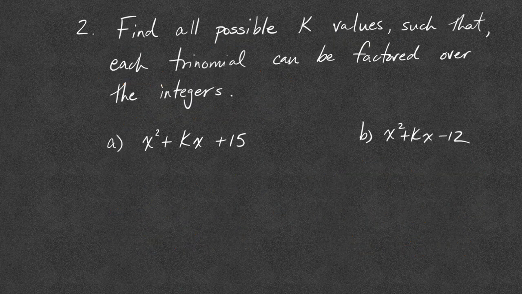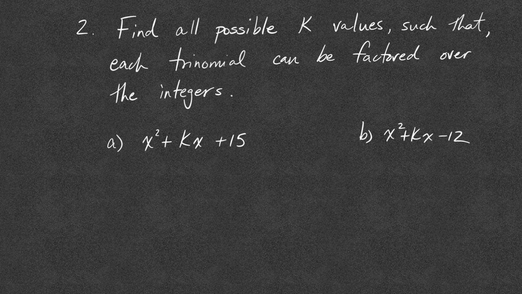In problem 2, I actually want to change the scenario. I'm assuming that we are all pretty decent at being able to factor simple trinomials. We're good when they're kind of basic ones, straight ahead, or some of the ones we've been looking at today where they've been kind of hidden with some other expressions. So let's take a look at question 2 and examine something a little different. I would like you to find all possible k values such that each trinomial can be factored over the integers. Okay, such that each trinomial can be factored over the integers.